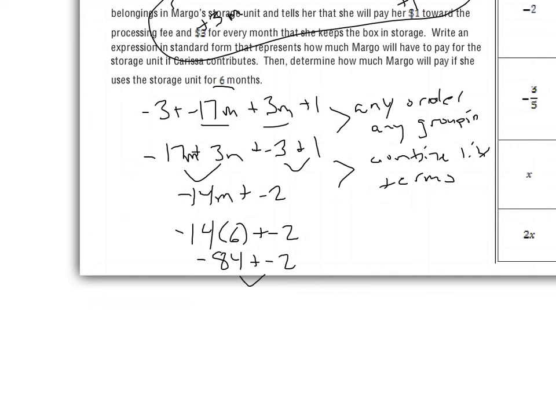So overall, she has an expenditure of $86.